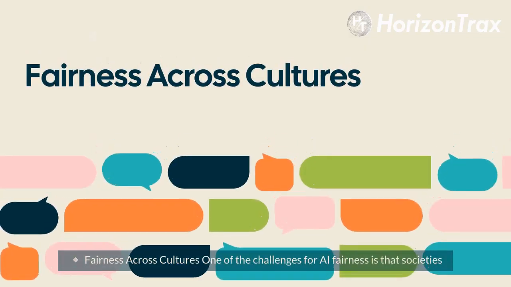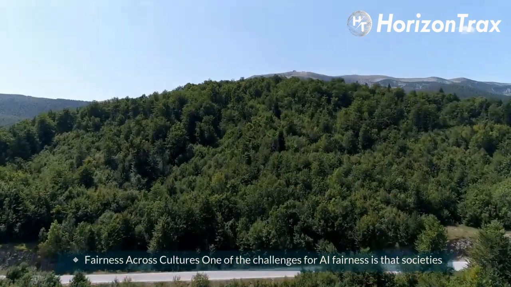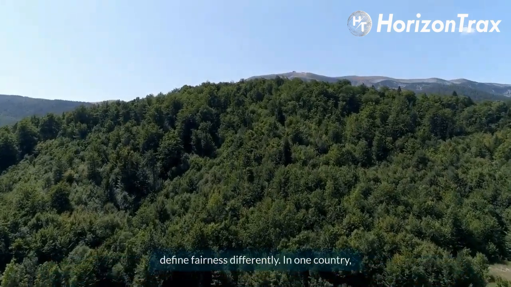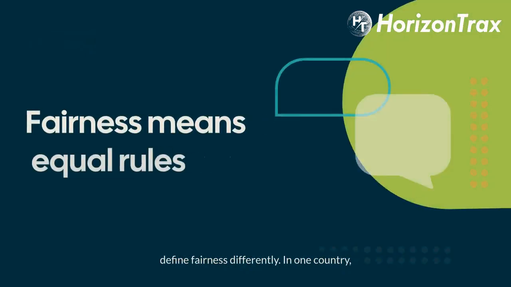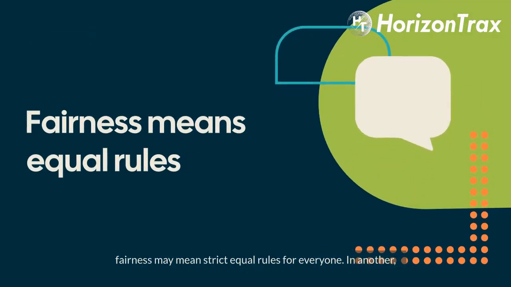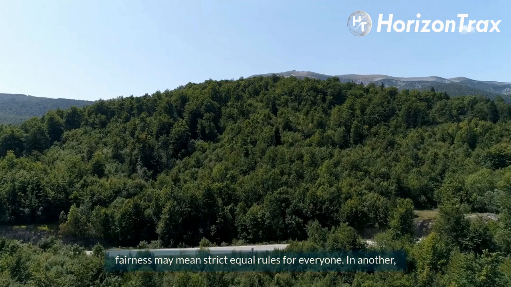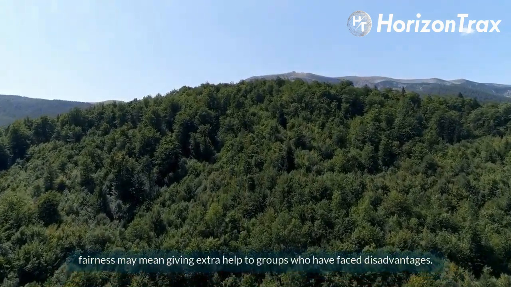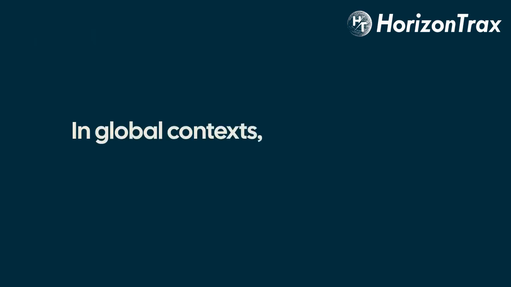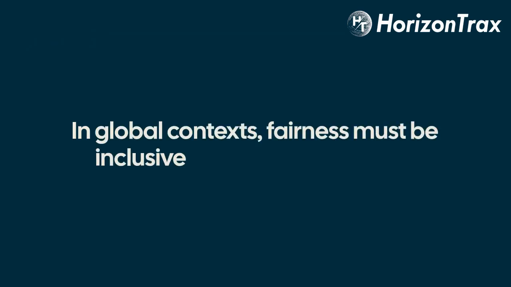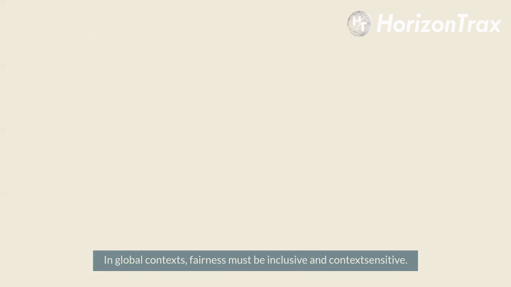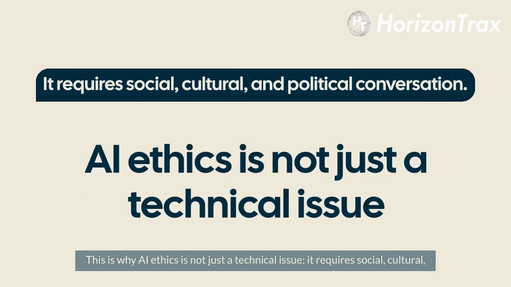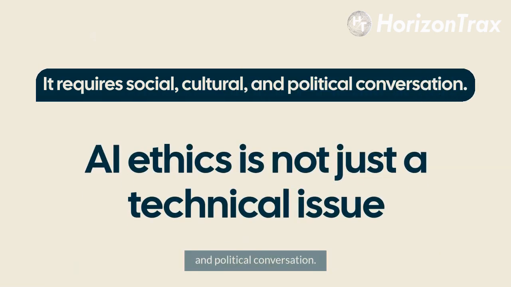Fairness across cultures. One of the challenges for AI fairness is that societies define fairness differently. In one country, fairness may mean strict equal rules for everyone. In another, fairness may mean giving extra help to groups who have faced disadvantages. In global contexts, fairness must be inclusive and context-sensitive. This is why AI ethics is not just a technical issue. It requires social, cultural, and political conversation.